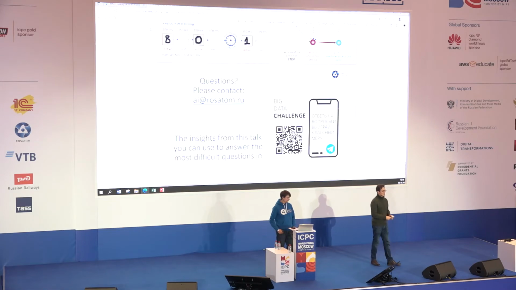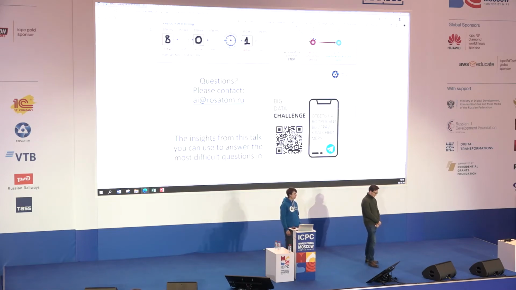Thank you for your talk. My question is about a practical application of these models. Do you use them in the Rosatom company? If it's not a secret, of course, in which area can we see these models?